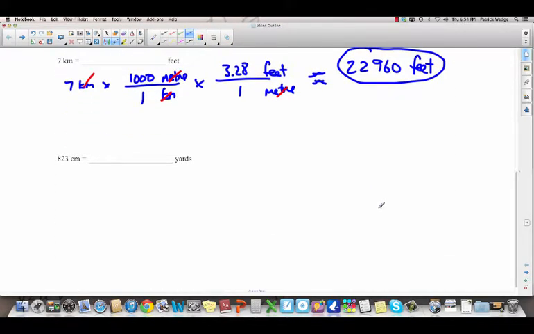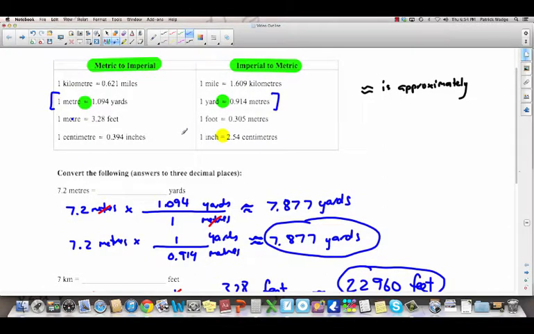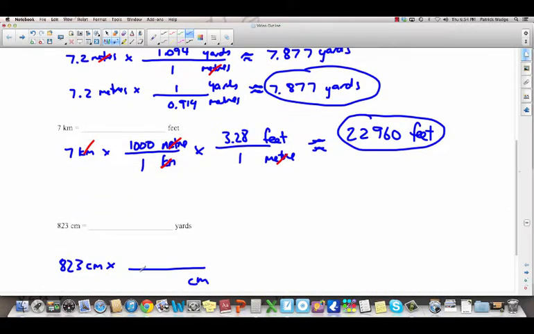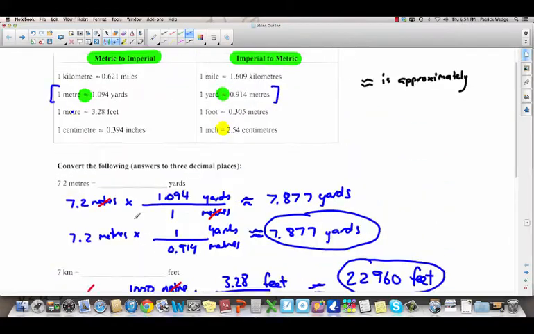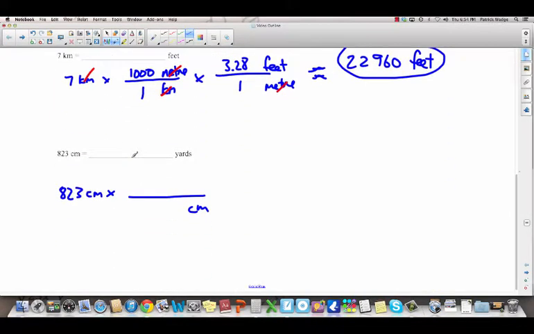Centimeters to yards. Well, we start with 823 centimeters. Can we go straight to yards? I don't think so. No, we don't have any centimeters and yards. So I like to stick in the metric system. What could we change centimeters to that could then change into yards? How about centimeters to meters, and then we could use this one right here. Okay, centimeters to meters, and then we'll change our meters into yards.